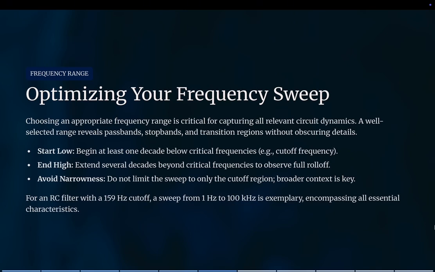Begin at least 1 decade below your critical frequencies. For a filter with a 160 Hz cutoff, starting at 10 Hz captures the flat response region. The second one is stop frequency. Extend several decades beyond your critical frequency to see the full roll-off. For that same 160 Hz filter, going up to 10 kHz or even 100 kHz shows the complete curve.